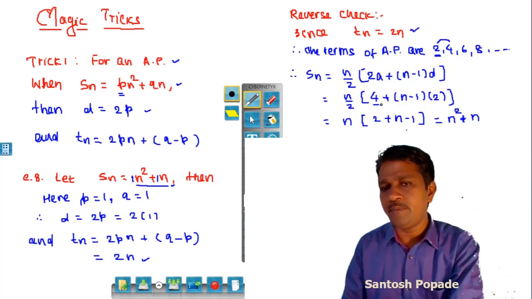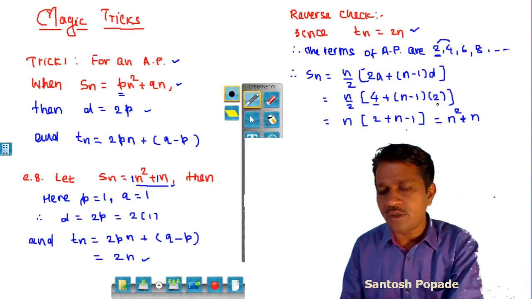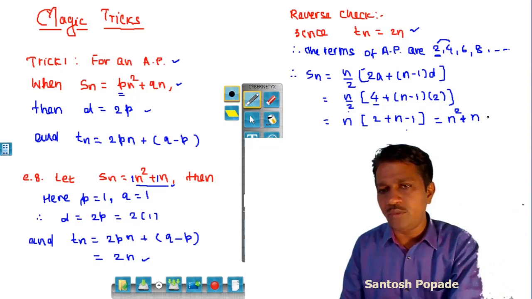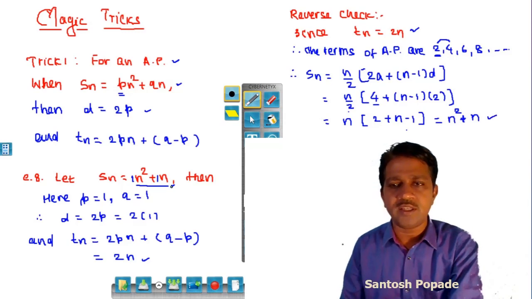Also I had taken 2 common from this. If you simplify, I had taken 2 common from these 2, and these 2 get cancelled. So here 2 remains, and these 2 get cancelled because I had taken it outside, and we have this thing. And you can easily observe that this is nothing but Sn.